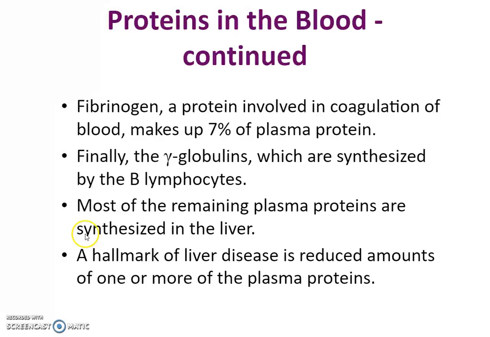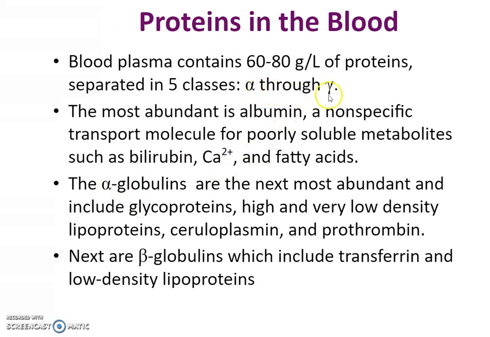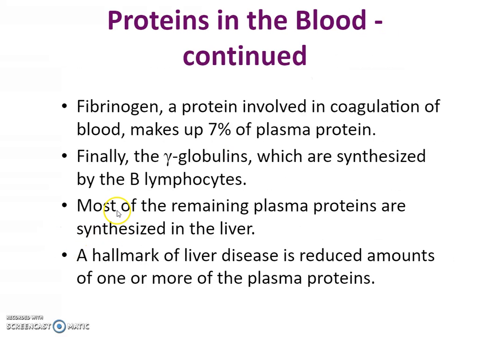Most of the remaining plasma proteins are synthesized in the liver. So after you've got all these other types, the fibrins, the globulins, all of these alpha through gamma proteins that you have, the rest of them are going to be made in the liver.